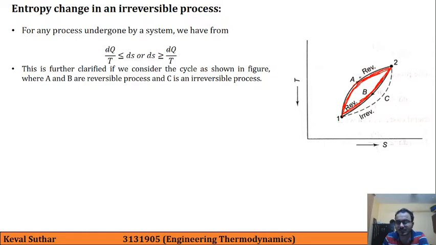So this is one cycle which we can follow, where we are getting both processes to be reversible, and there can be another process in which we are having the first process to be a reversible one and the second process to be an irreversible one, like this.